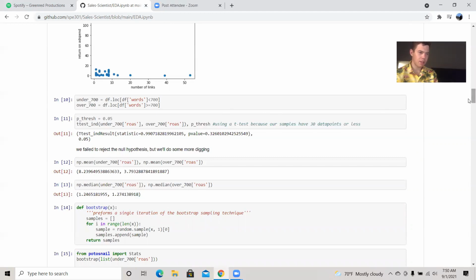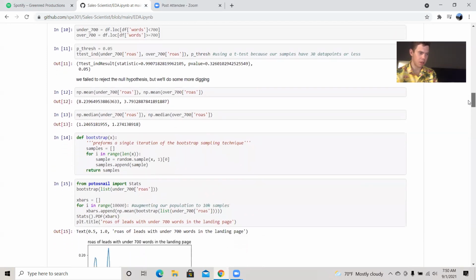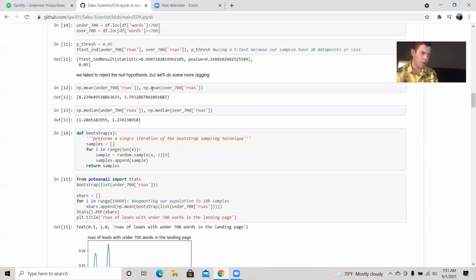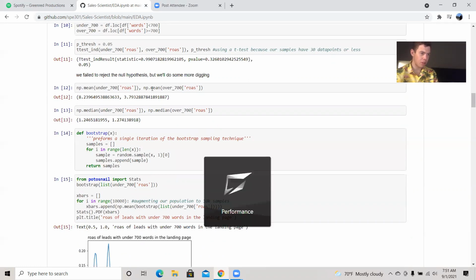From looking at this, I decided to do a statistical test to see if there's a difference in return on ad spend for companies that use less than 700 words on their landing pages versus more than 700 words. And I found that I was not able to prove it. There's no statistical proof that this happens, but it does seem to be somewhat the case from looking at it. And I compared the averages. The averages are a pretty big difference.